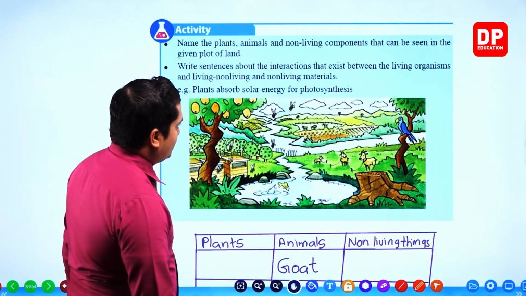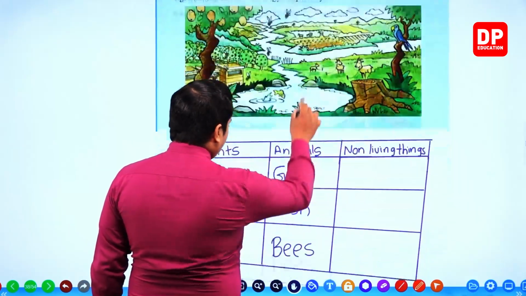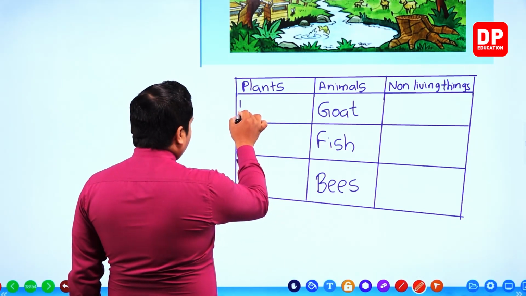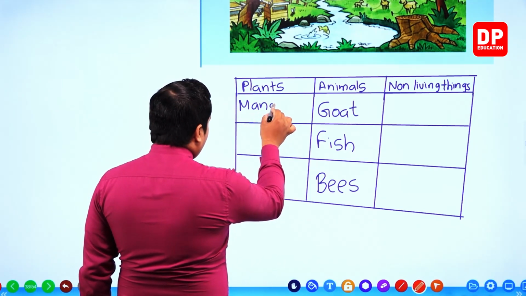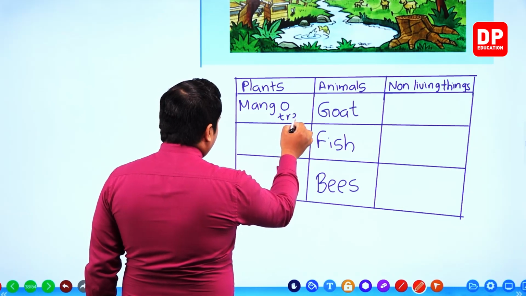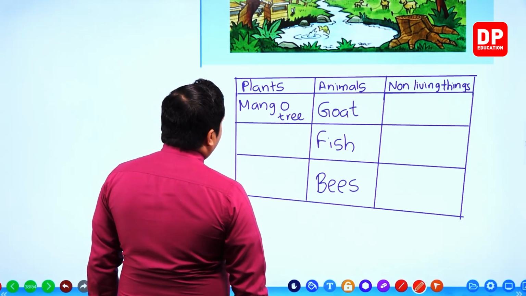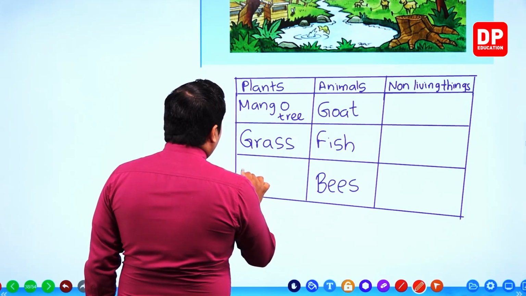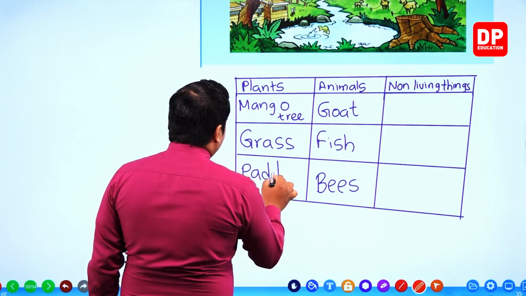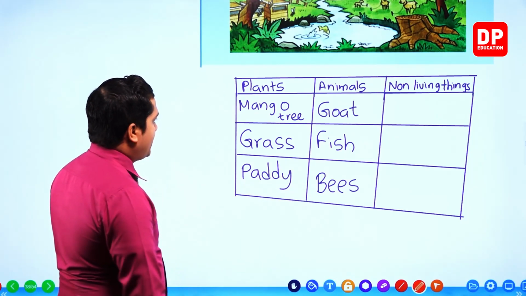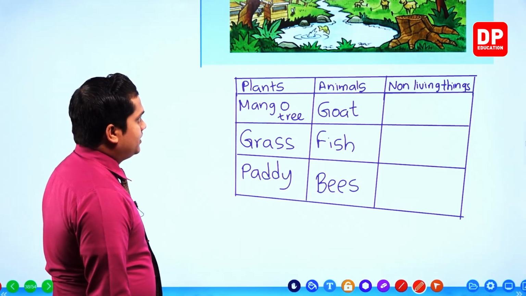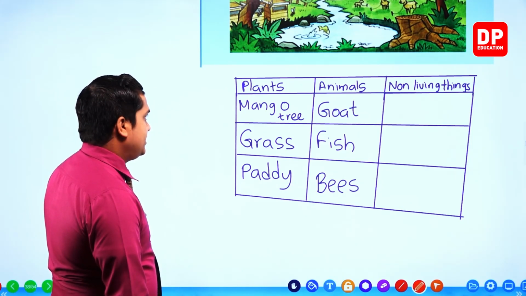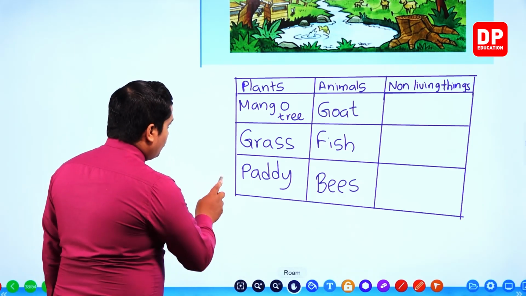Okay, right, so we'll write down mango tree. Then grass. Then paddy. Right, mango, grass and paddy plant. Then non-living components, my dear children. Non-living components are quite easy. We can observe over here water, right?